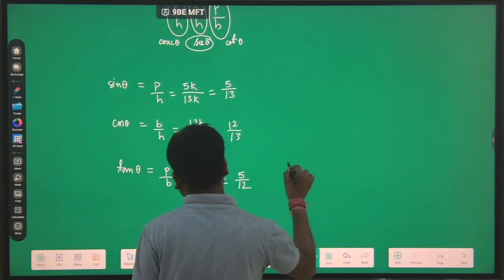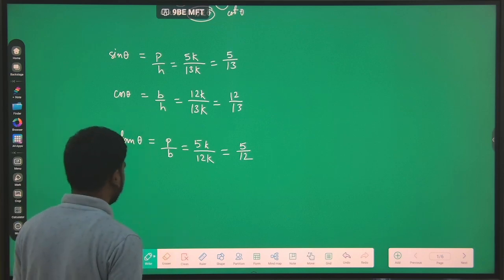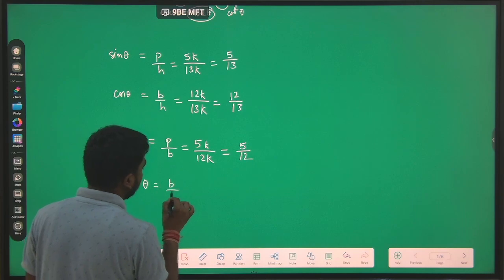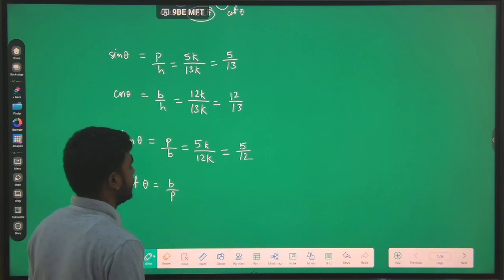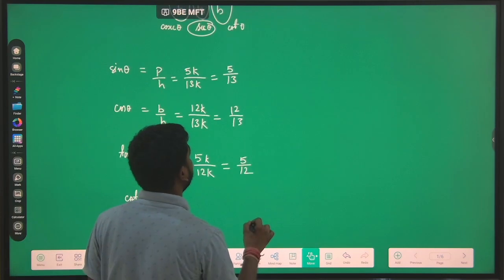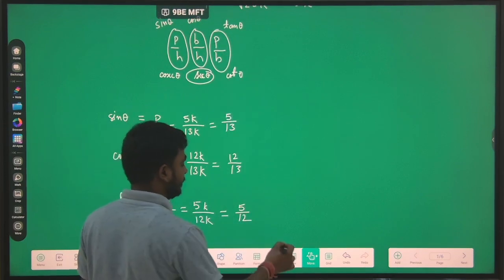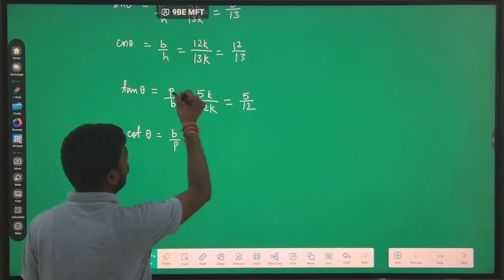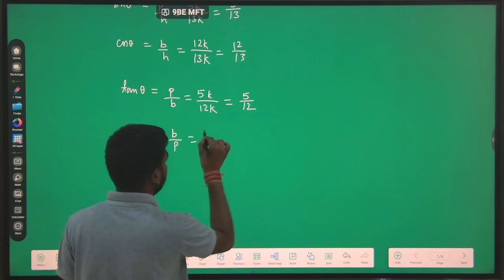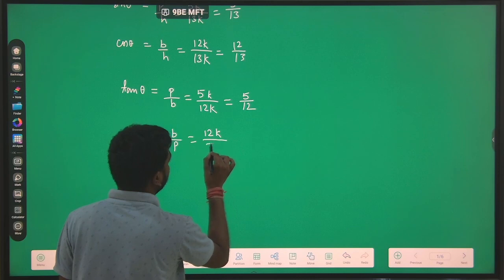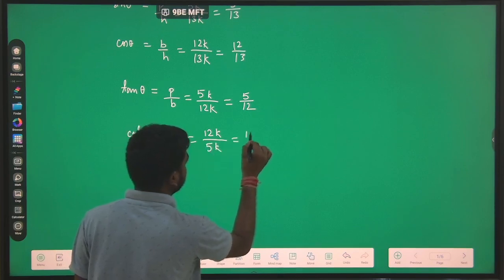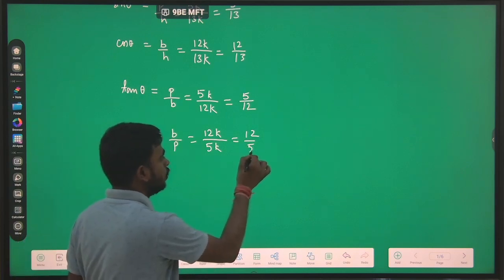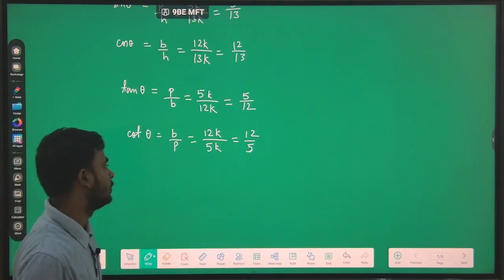Now for cot theta, what is cot theta? Cot theta is equal to B upon P. So what will be the value for this? The opposite of tan theta, it will be 12k upon 5k. That means it is equal to 12 upon 5.